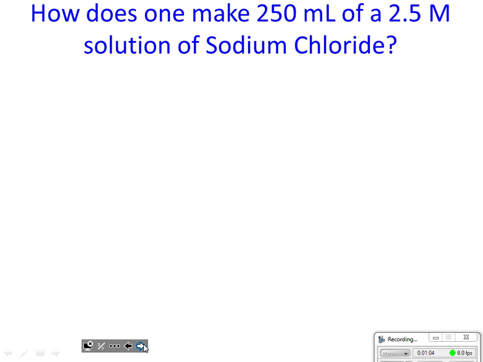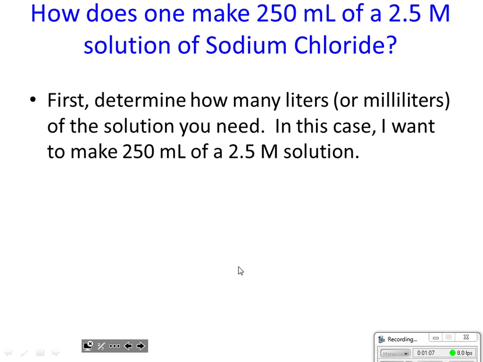All right. So what we're going to do is first determine how many liters or milliliters of solution that we need. In this case, I want to make 250 milliliters, so I would convert that into liters, and that would be 0.250 liters. Now, you'll see here in a little bit why we need to convert it to liters. It's because the molarity is the moles of solute over liters of solution, not milliliters. So we need to convert that into liters, and there we have done so, 0.250 liters.